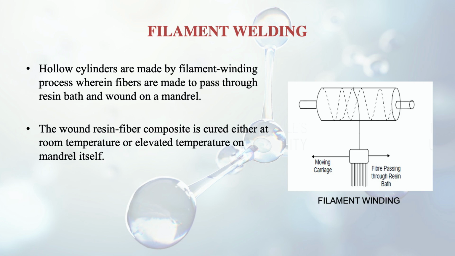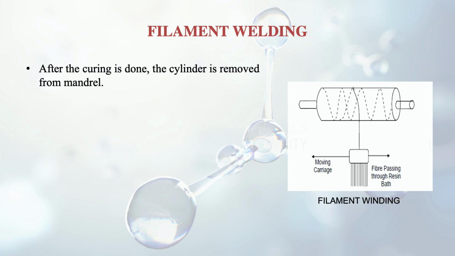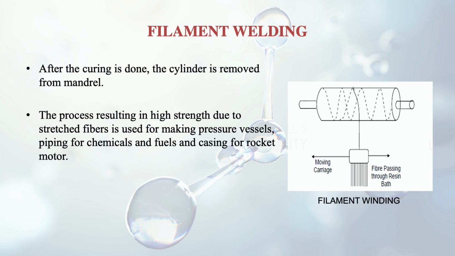The wound resin fiber composite is then cured either at room temperature or elevated temperature on the mandrel itself. So while it is on a mandrel, it is being cured at a room temperature or at a different elevated temperature. After this curing process is done, the cylinder is removed from the mandrel, and this process results in high strength due to stretched fibers. Stretching is taking place and it gives us high strength, and is used for making pressure vessels, piping for chemicals and fuels, and also for casing of rocket motor.